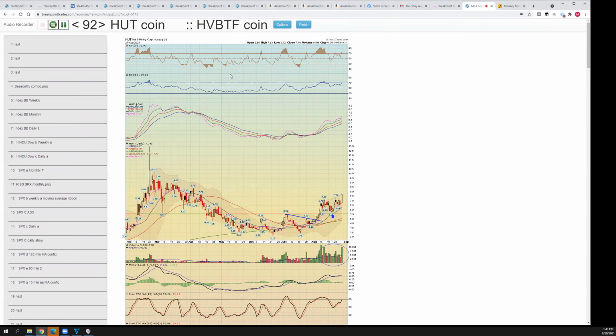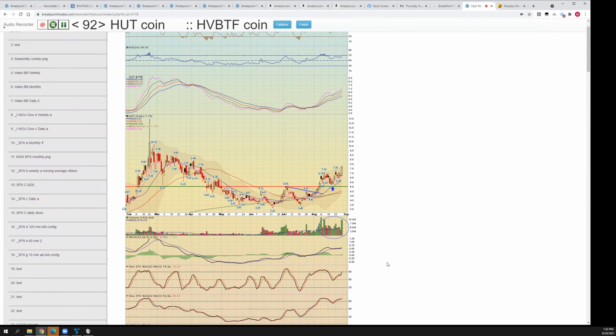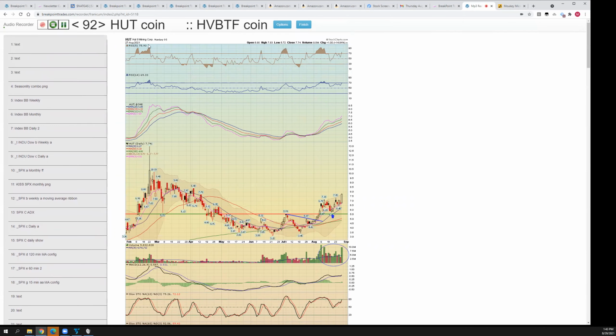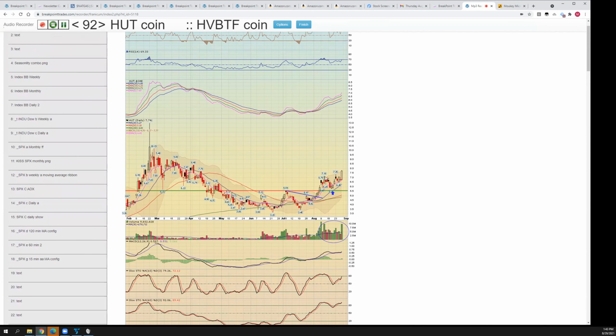Next, chart 92, Hut. This is actually a follow-up on one I gave as a long idea a couple of weeks ago. I really liked the volume patterns. Again, it's a mining type stock. Beautiful volume patterns, broke out resistance, pulled back on super light volume. This is a buy opportunity down here. It flagged and it powered again on Friday.